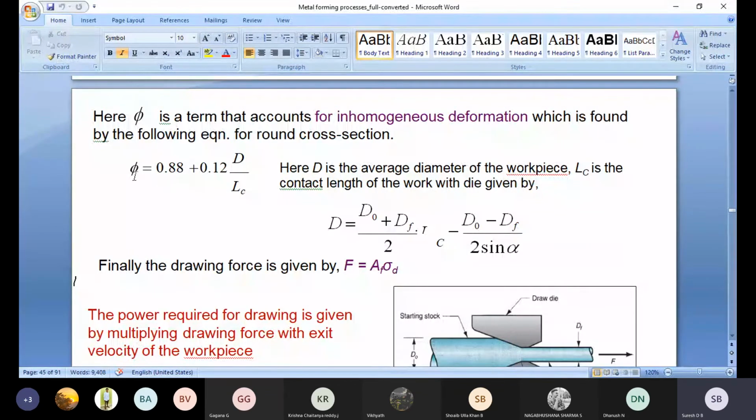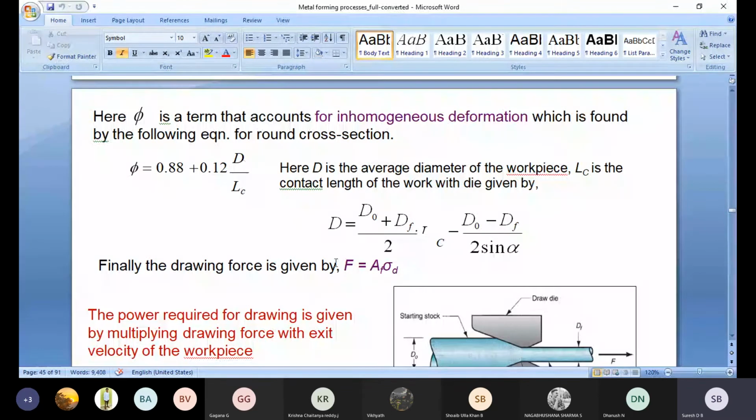How to find out phi: phi equals 0.88 + 0.12 (D/Lc). Lc is the length of contact between the die and the workpiece material. D is the average diameter of the workpiece. How to find out average diameter: this left side of the specimen, for example, is 10 mm, and this one is 5 mm.